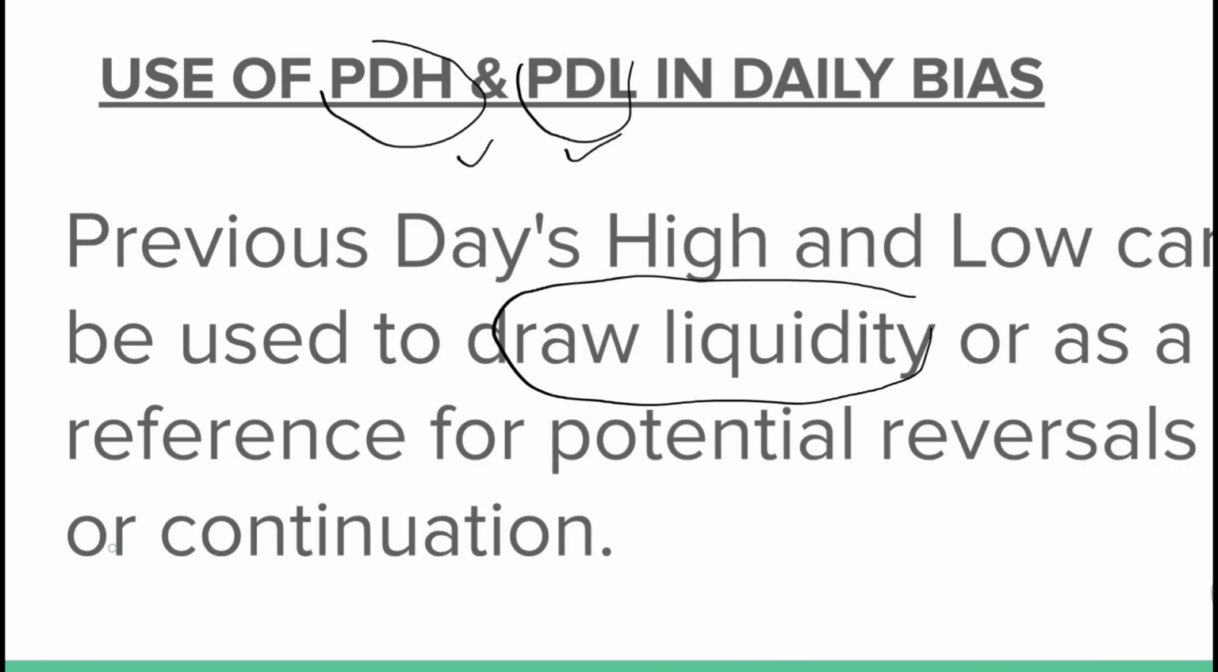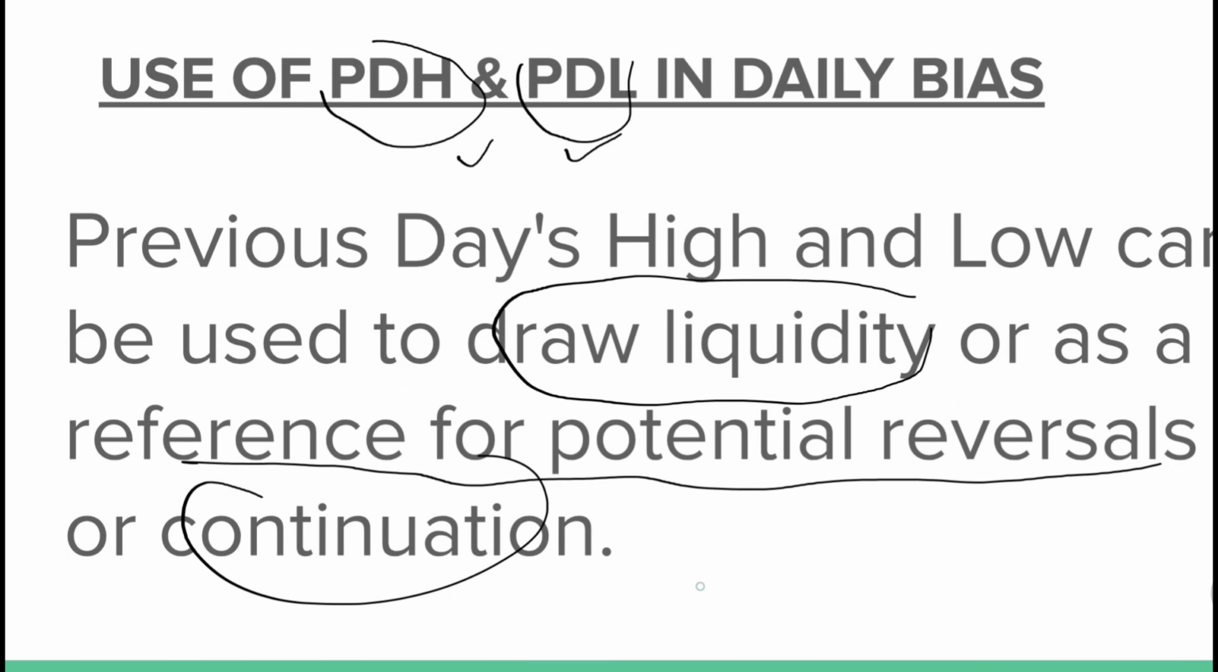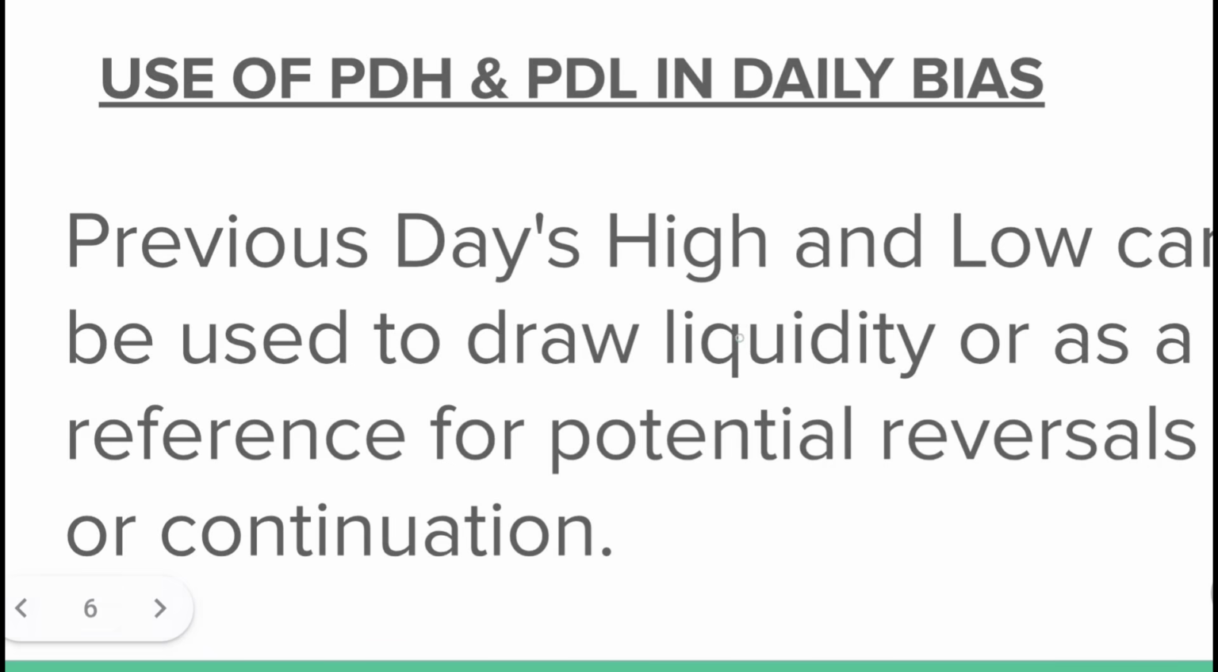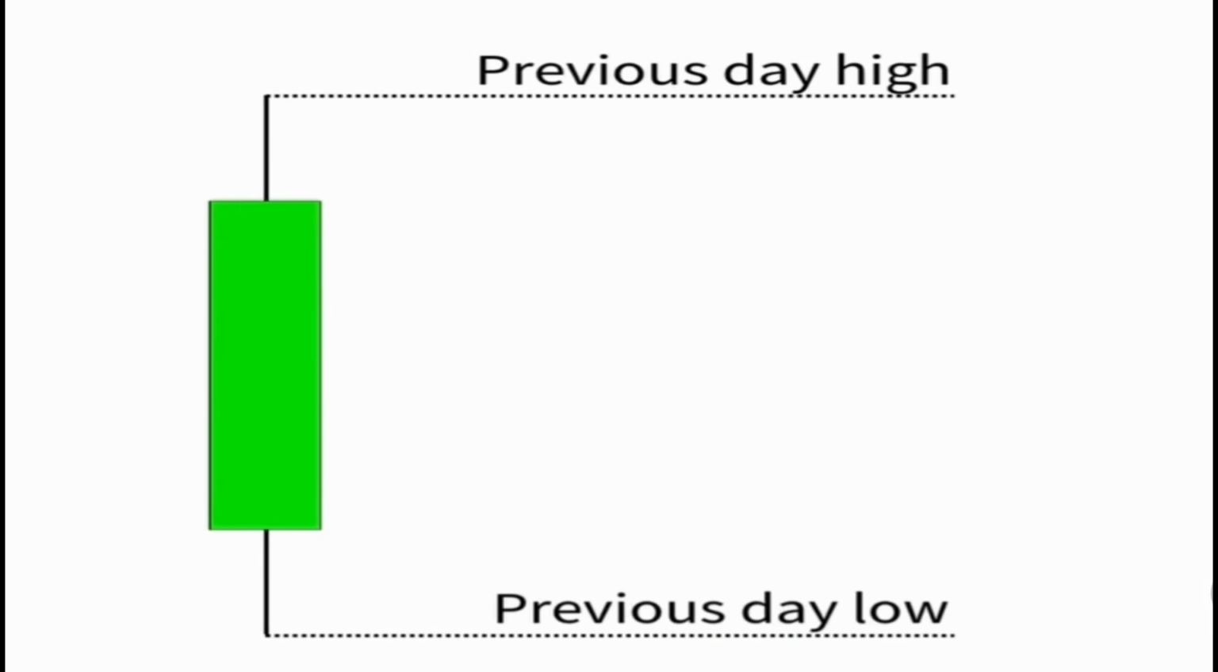The market makers sweep liquidity at the previous day's high and at the previous day's low most times before they continue the market, or they reverse the market from there. It's a reference point for potential reversals or continuation. So you need to know the previous day's high and the previous day's low. They are very important when it comes to knowing what the market bias is for a particular day. Now you can see the previous day's high here.